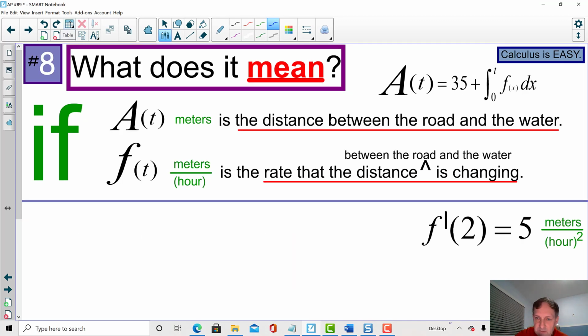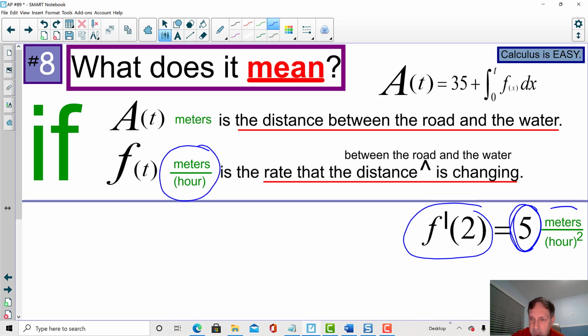Okay, number 8, this is our last example. They want us to explain the meaning of f prime of 2, and usually they want us to find f prime of 2 first. So if you plug it in your calculator, you're going to get 5, and then you've got to figure out what the units are. Well, if f is meters per hour, then f prime would be meters per hour squared. So you're getting an extra unit of time on the bottom.